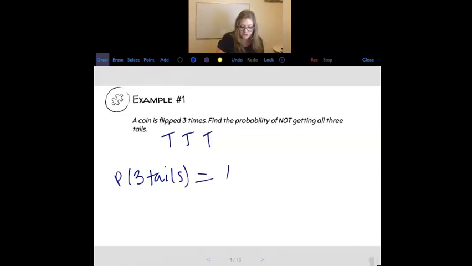To find the total number of outcomes, you can list all of these out. Or coin 1 is flipped and there are 2 possible cases, coin 2 is flipped, heads or tails, coin 3 is flipped, heads or tails. If you multiply all these together, it deals with the fundamental counting principle that we talked about in the prep lecture. There are 8 possibilities. So the probability of 3 tails is 1/8.